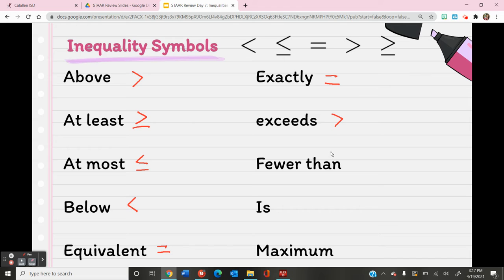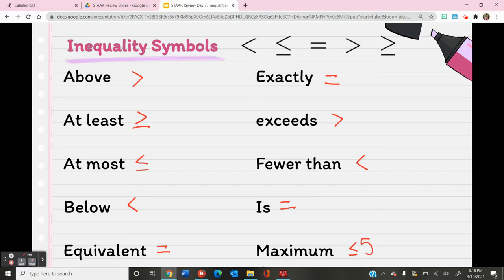If I have fewer than $5, that means I have less than $5. My total is $5, that means my total is equal to $5. And my maximum, the maximum amount of dollars I have in my wallet is $5. That means I could have $5 or I could have less than $5.